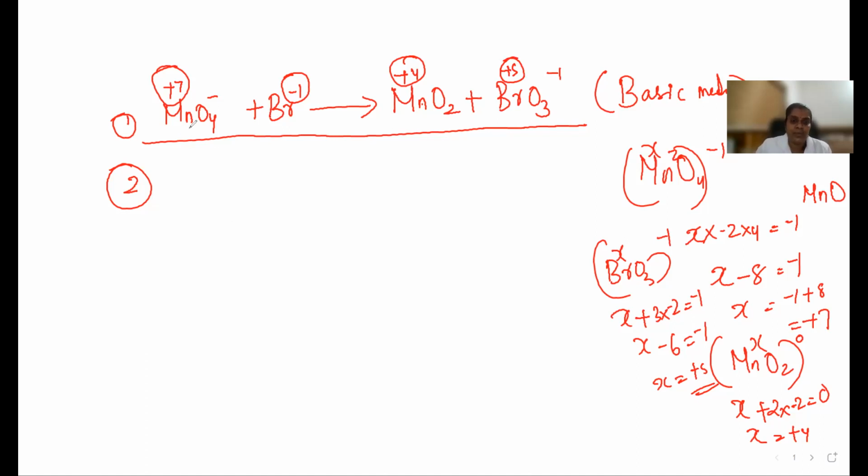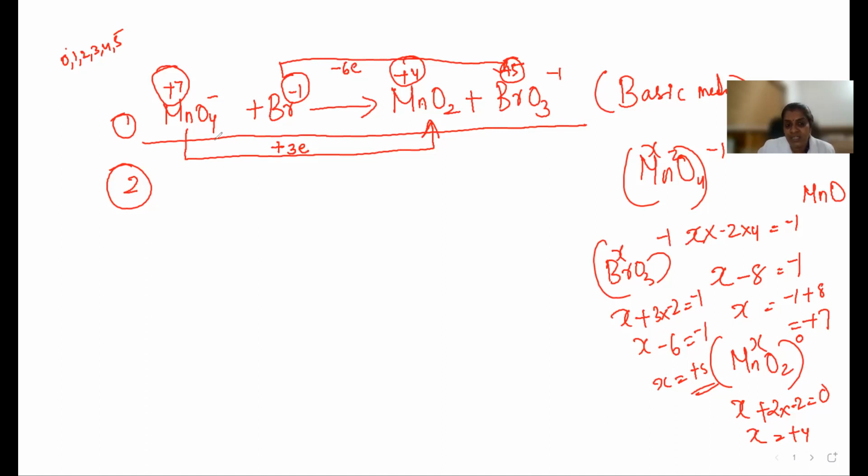After assigning the oxidation number, let us see how many electrons are moving. Plus 7 to plus 4: here you have to add 3 electrons so that plus 7 becomes plus 4. Here minus 1 to plus 5 means after minus 1: 0, 1, 2, 3, 4, 5. So how many electrons? 1, 2, 3, 4, 5, 6. So you have to subtract 6 electrons, then only we will get plus 5.